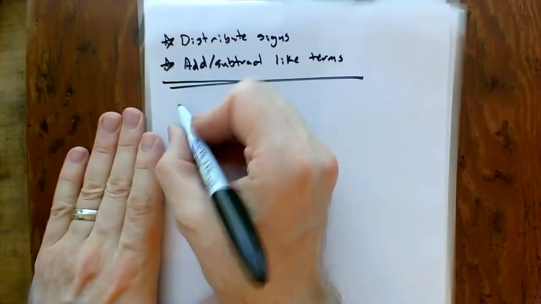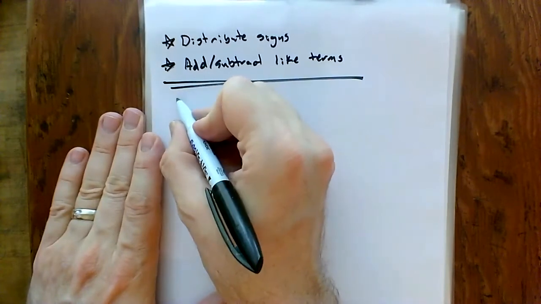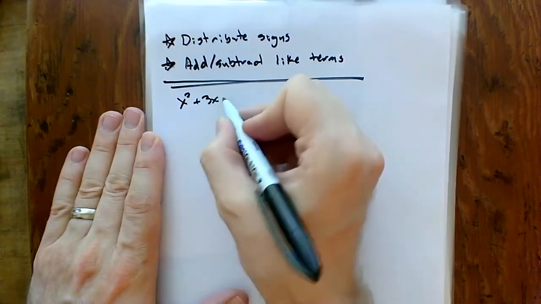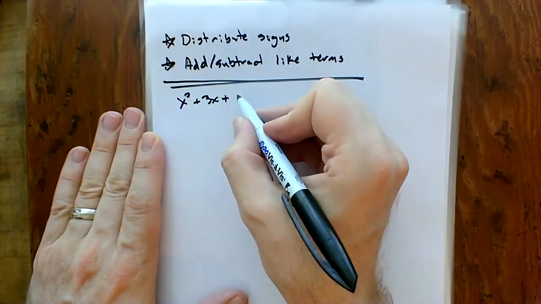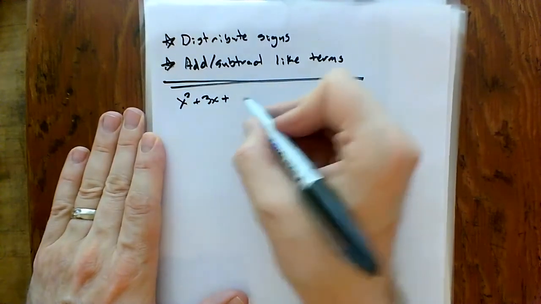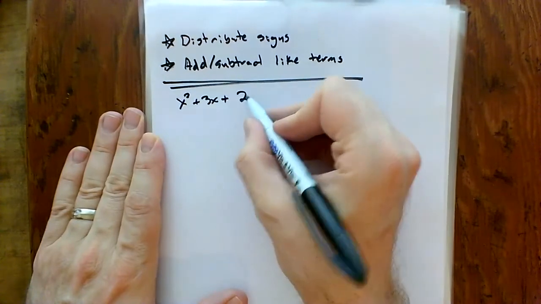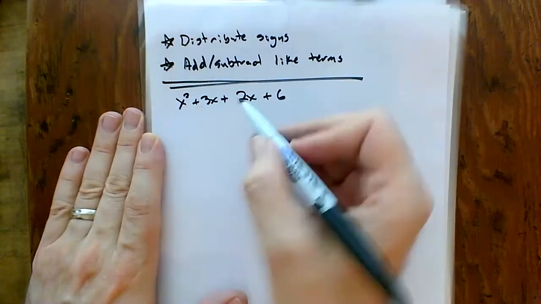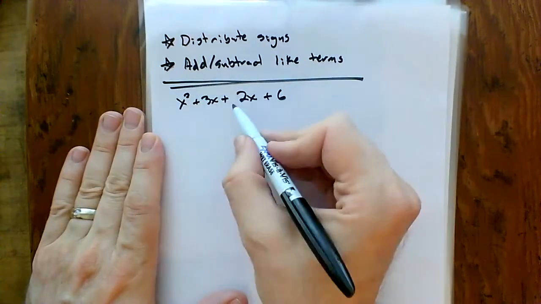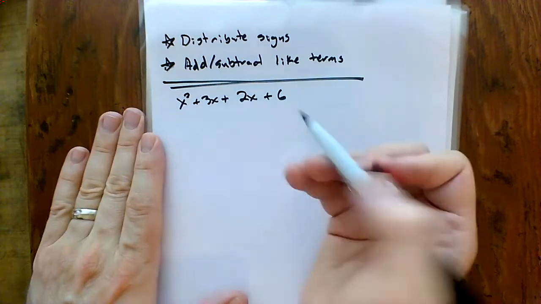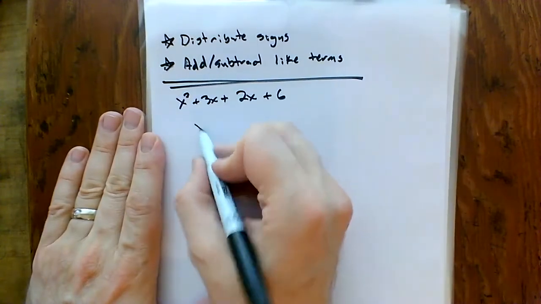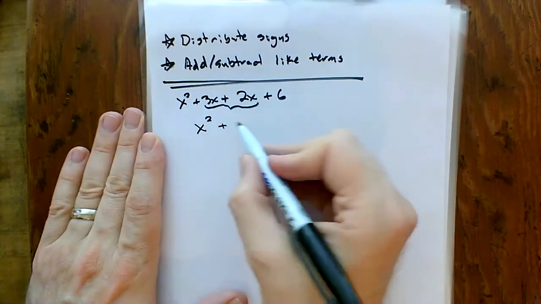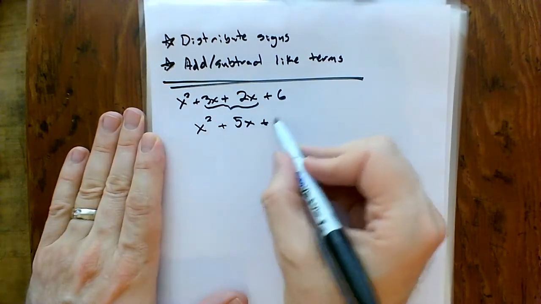So say we've got something like x squared plus 3x plus 2x and then plus 6. Here, I could say this is one binomial plus another binomial. Well, I've only got two like terms here, so this would just be x squared plus, I'm going to put together my like terms, 5x plus 6.